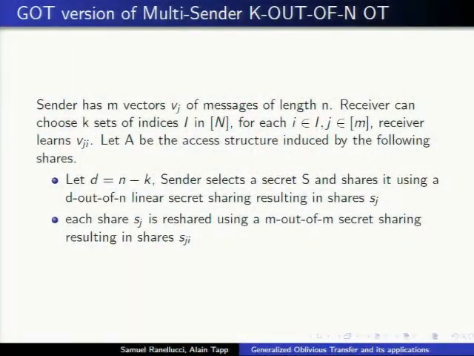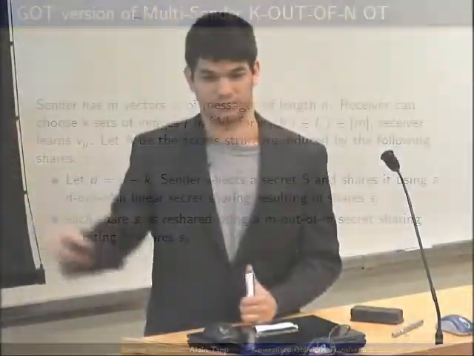So how do we implement this functionality? First of all, we think of it as a GOT. It's a very simple GOT where you have a matrix and you just say that you're going to extract the columns, and you look at the shares like they are. But that's a single sender and a single receiver. So now you want to extend that to many senders and just one receiver.